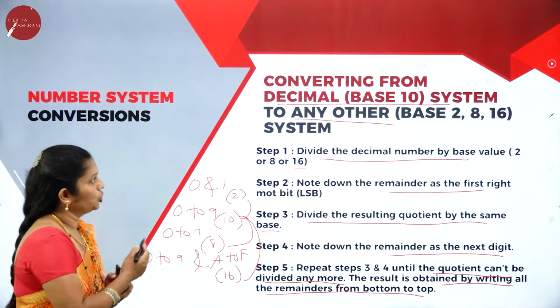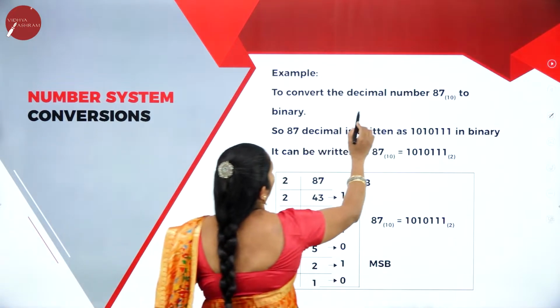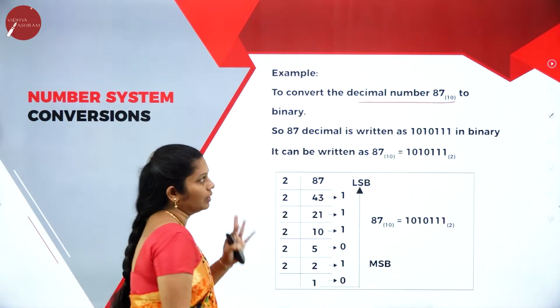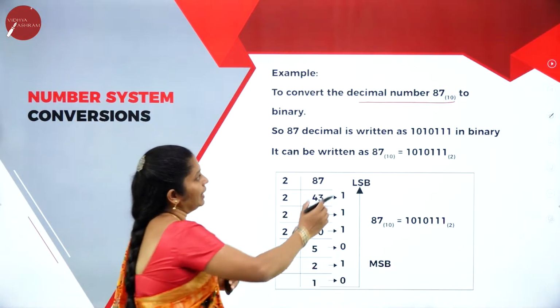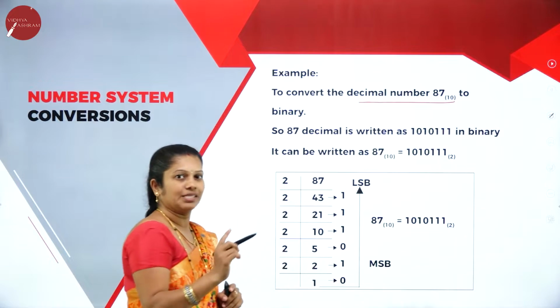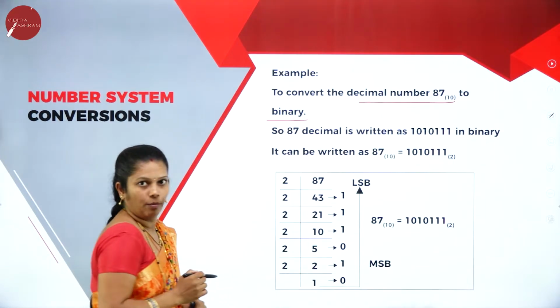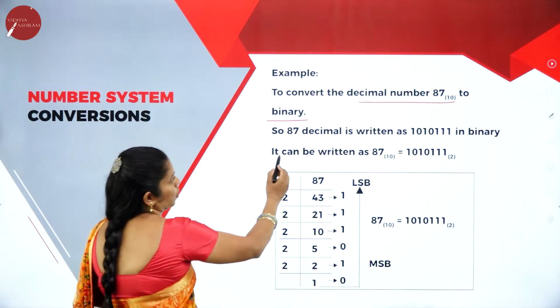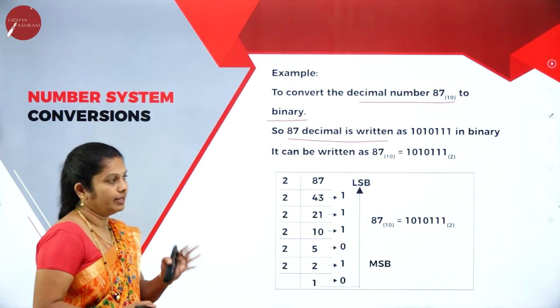I will show you this with some problems. Consider here, convert the given decimal number. The decimal number in this case is 87. In the base we have written 10, which means it is a decimal number. Then, how to convert this into binary format?